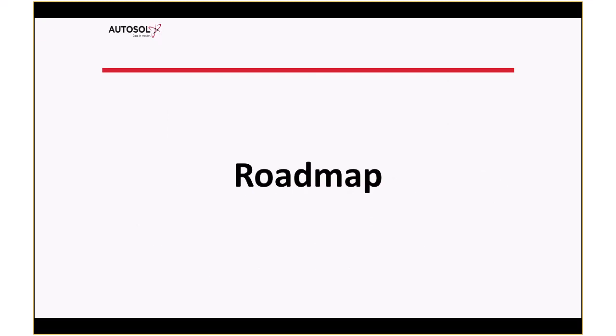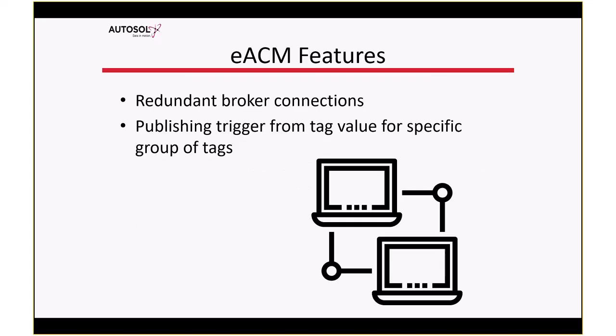So where are we taking eACM? In the next release of eACM, we will have the ability to do redundant broker connections. So this will be simultaneous connections as well as a primary and backup scenario. We will also be able to publish based off of a trigger value. So what I mean by this is eACM can monitor a certain tag for you, and if it goes out of its deadband, so if it goes past a threshold, you can then trigger an instant publish of another group of tags outside of your normal publish rate. So you kind of take an instant snapshot based off what's happening in the field.